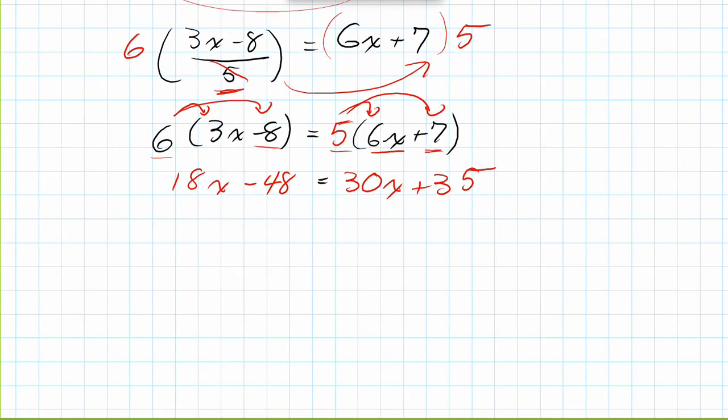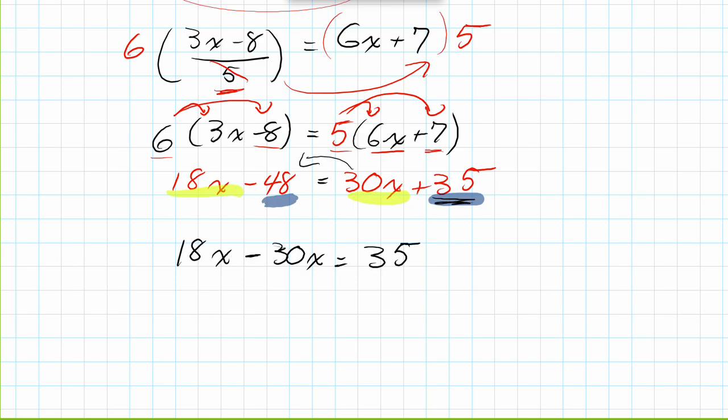Now we're getting to some familiar territory. We need like terms. In fact, this one and this one are like terms, and these two are like terms. So I'm going to put them on the same sides of the equation. I'm going to leave the 18x on this side, and I'm going to bring over 30, so that becomes negative 30x. And I'm going to leave 35 on the right-hand side, but I'm going to bring over negative 48. That becomes positive 48.